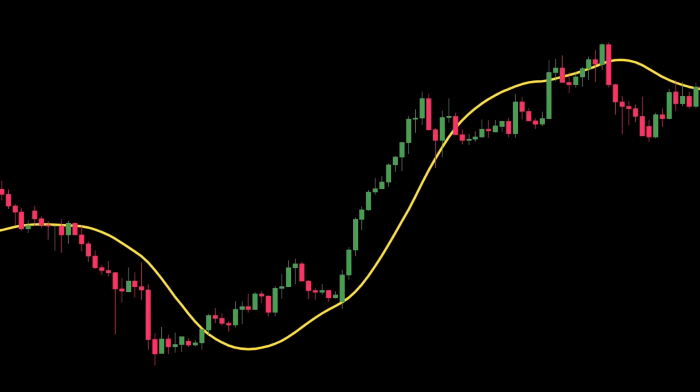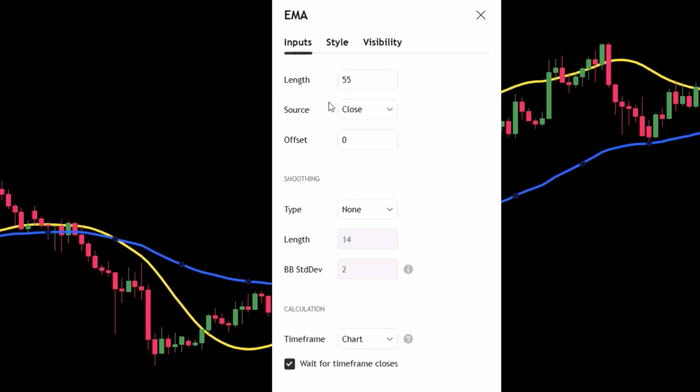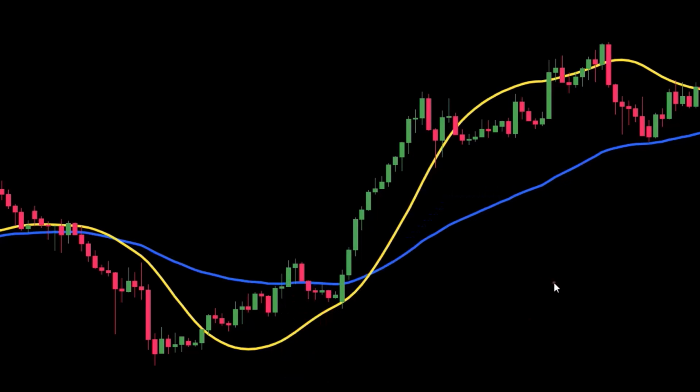Now add an EMA with a 55 period setting and change its color to blue, then click OK. Now you'll see both moving averages on the chart. The yellow line is the Hull Moving Average and the blue line is the EMA. Notice that an uptrend starts here. The Hull Moving Average gives the signal much earlier than the EMA.